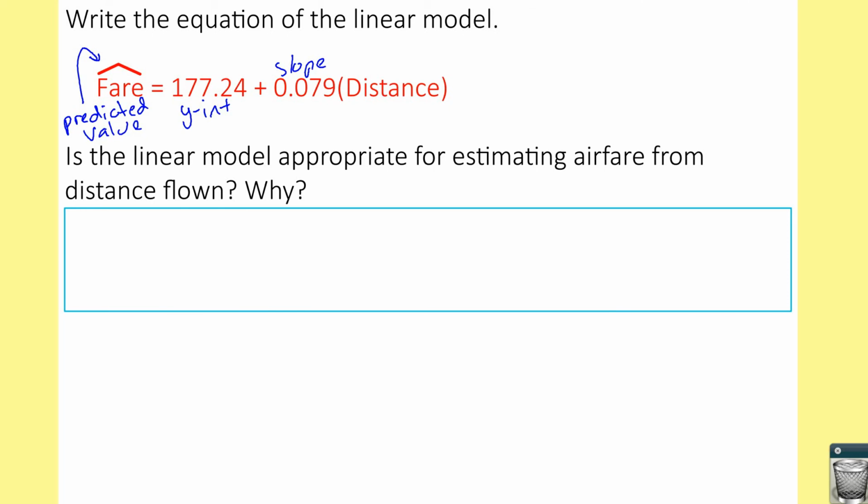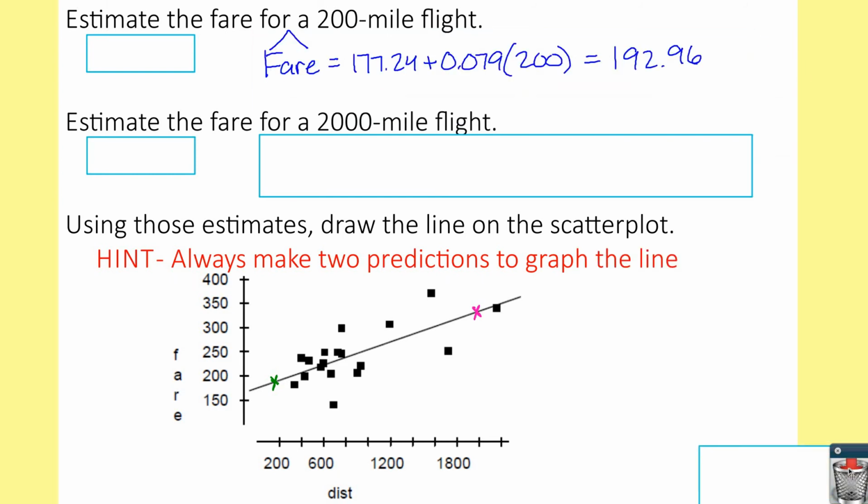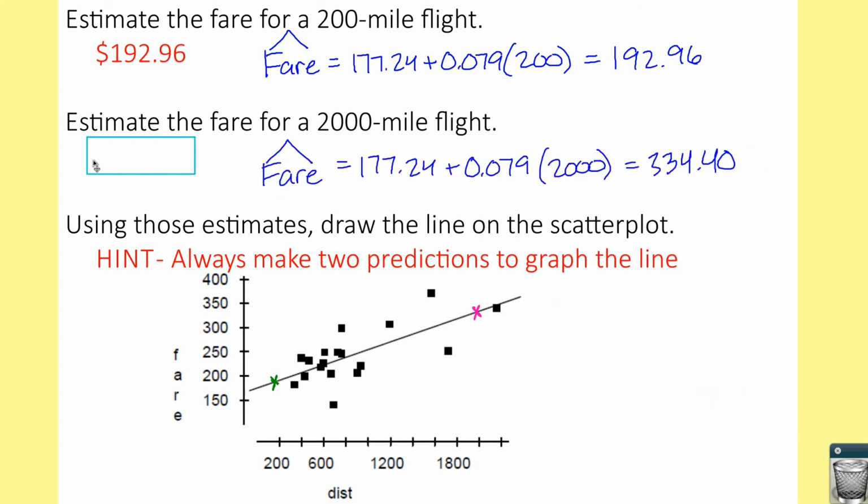All right. So is it appropriate? Well, hold on. There's a couple things we need to do first. We can continue to back up our data by showing residuals. So let me talk about what those are. All right, so first you estimate the fare. So use your new equation and plot it for 2 random data points. Okay, so for 200 miles, plug it in, you get that. So we graph that, and then we plug in 2,000, and we graph that.